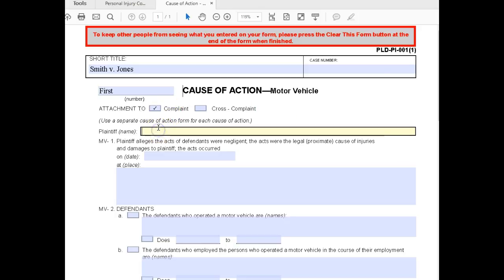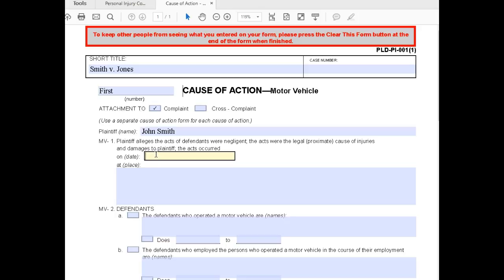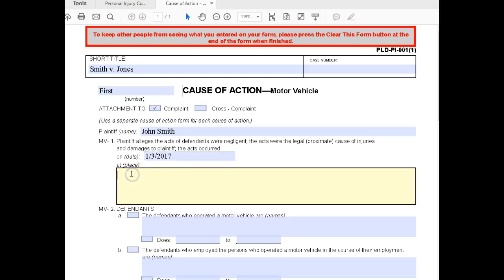Now the plaintiff's name is John Smith. All right, on the date, whenever you don't have a date here, just make it up. I don't care what it is. Let's make that 1/3/2017. Okay, now where did this happen? This was at Highway 101 in Oxnard, California.